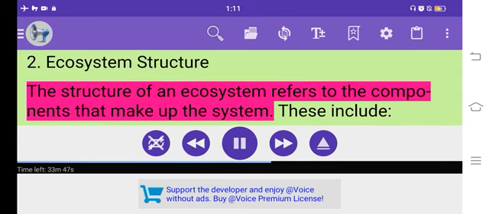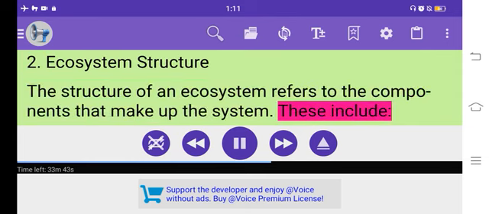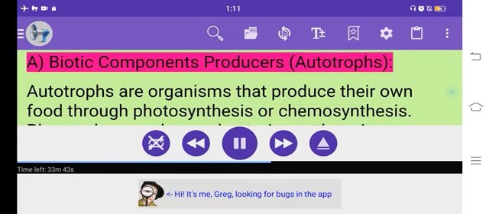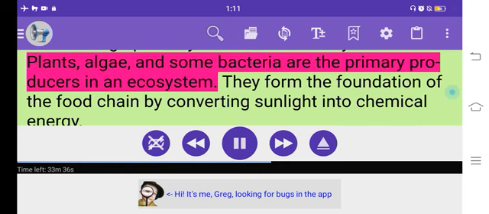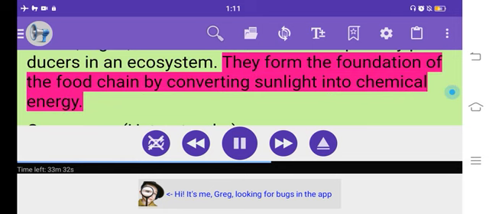The structure of an ecosystem refers to the components that make up the system. These include abiotic components, producers, autotrophs. Autotrophs are organisms that produce their own food through photosynthesis or chemosynthesis. Plants, algae, and some bacteria are the primary producers in an ecosystem. They form the foundation of the food chain by converting sunlight into chemical energy.